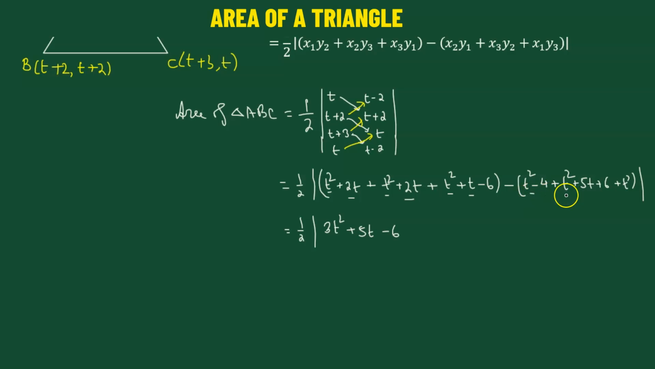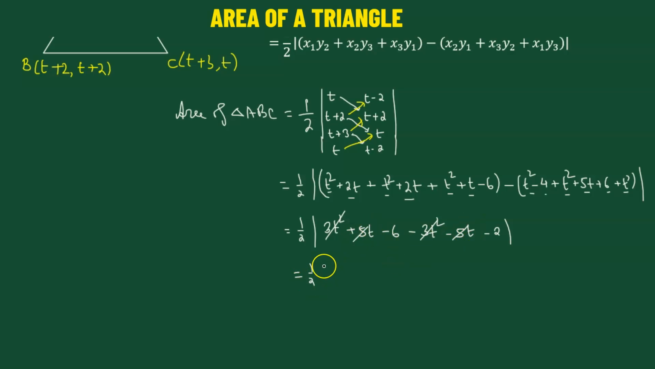Here we have t squared, t squared, t squared, repeating thrice, so we have negative 3t squared because we are subtracting. We have 5t, so that's simply negative 5t. And then we have 6 minus 4, that's positive 2, but we have to subtract it, so we get negative 2. So 3t squared and negative 3t squared, 5t and negative 5t get cancelled out.